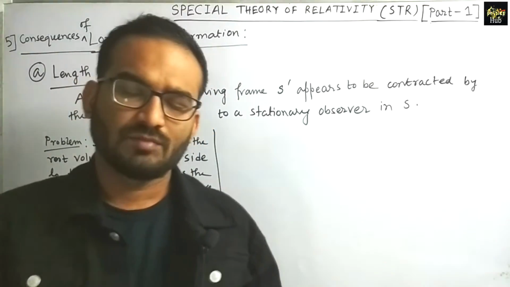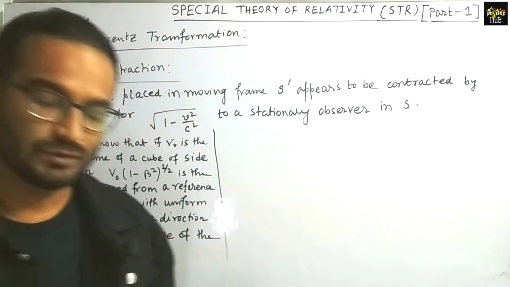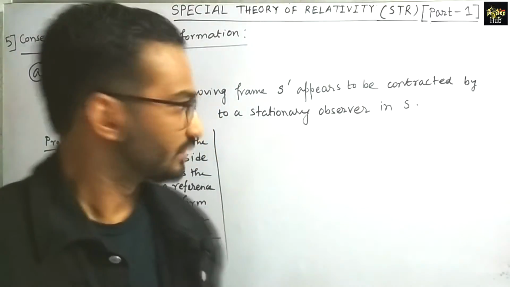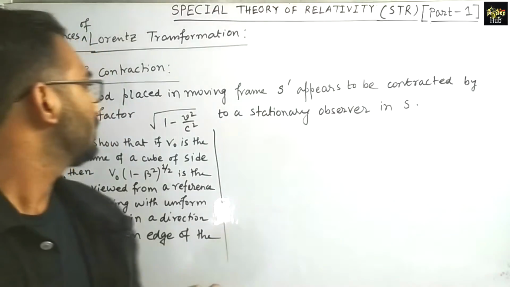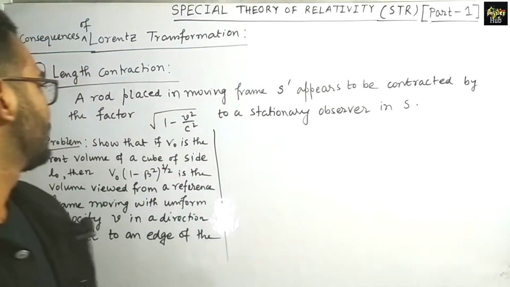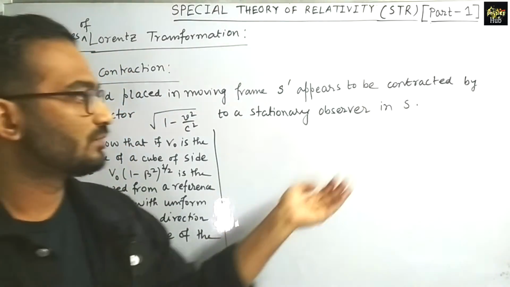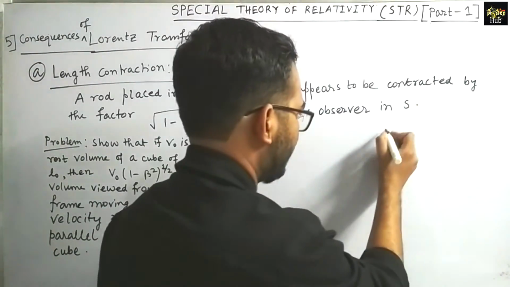Now let's discuss some of the consequences of the Lorentz transformation. The first consequence we are going to discuss is length contraction. So what is the statement? Let's look at the statement. A rod placed in moving frame S prime appears to be contracted by the factor root over 1 minus v square by c square to a stationary observer in S. So to understand this, we are considering the same thing.